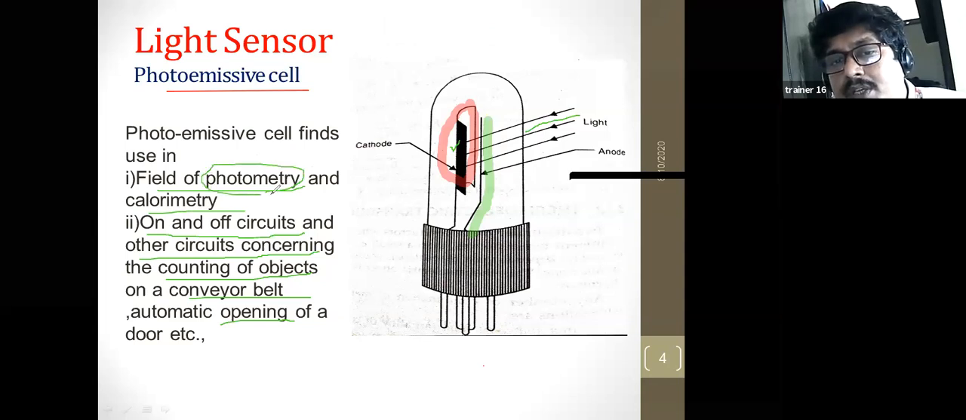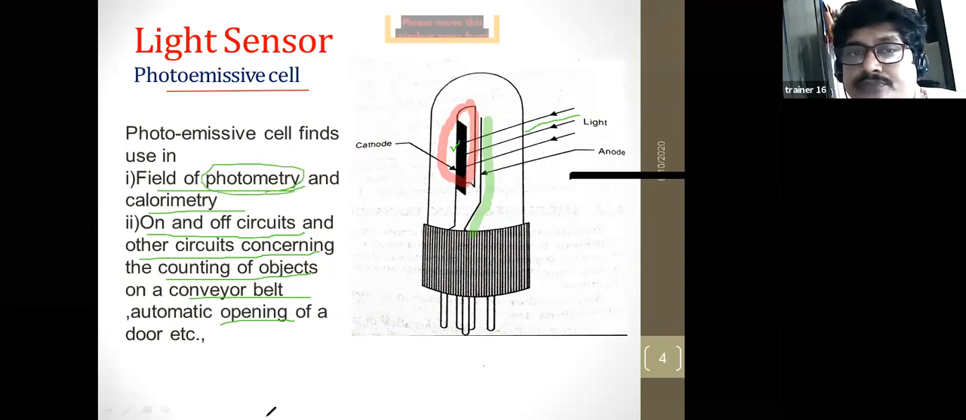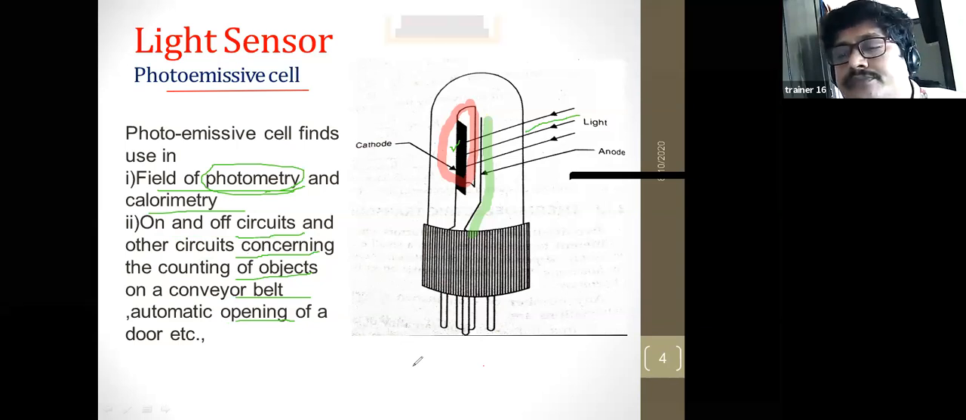Can anybody tell the meaning of photometry? Photometry. Anybody? Please message in the chat box. Anybody respond? Measurement of light. Right, correct. Measurement of light.